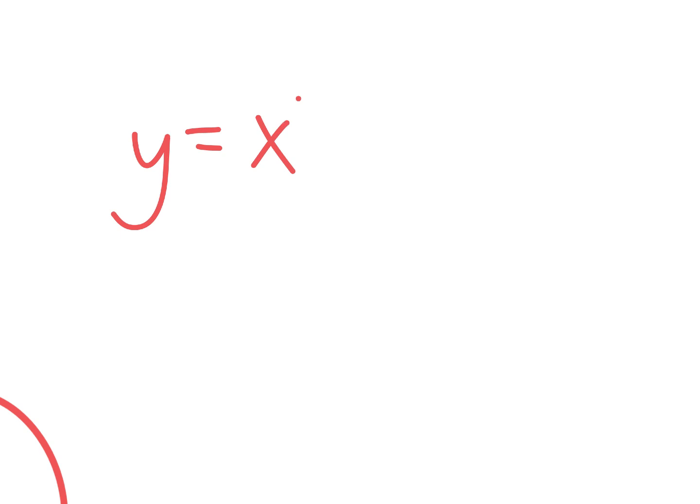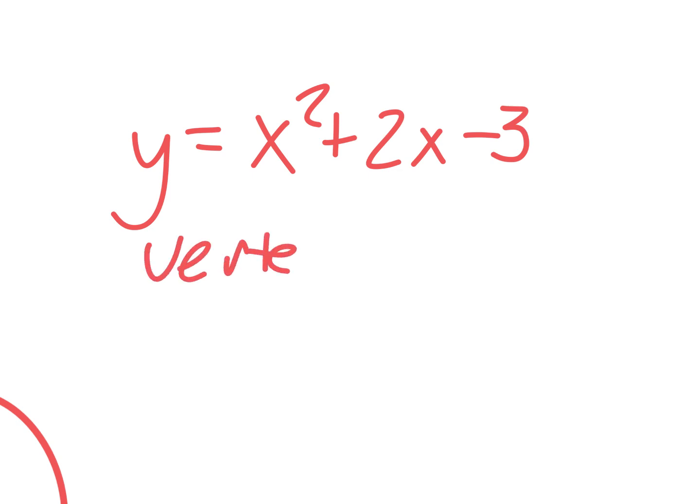All right, so I'm going to give you another equation. Y equals x squared plus 2x minus 3, sorry, minus 3. I'd like you to tell me a few things. I'd like to know the vertex. I'd like to know the y-intercept. I'd like you to factor it if you can.